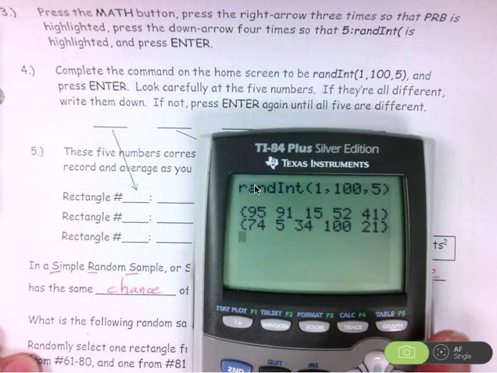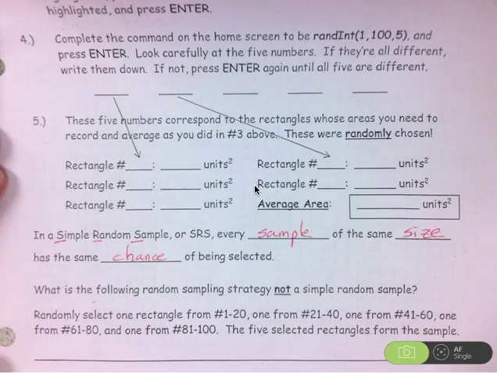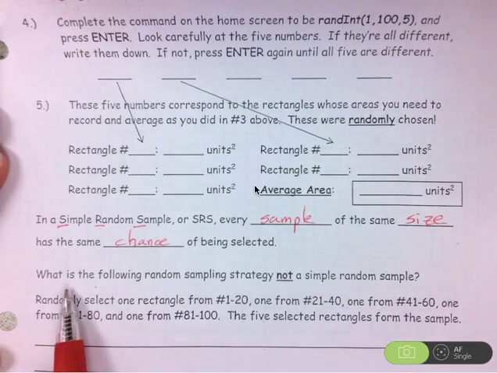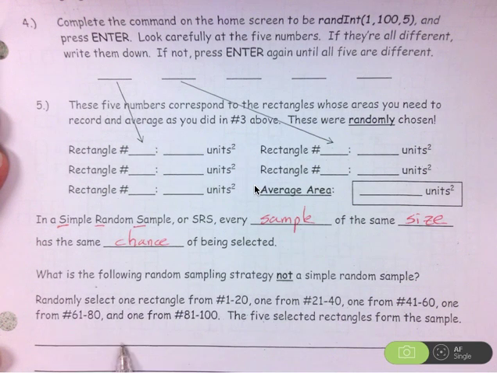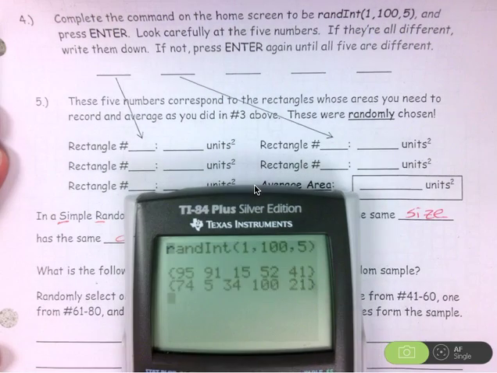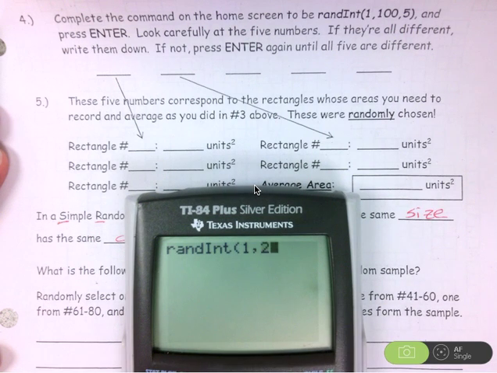Okay, well, what if I did something different? What if instead I used randomness but in a different way? Here, I want you to explain why this strategy is not a simple random sample. So I could randomly select one rectangle from number 1 to number 20. To do that on the graphing calculator, from 1 to 20, I can select one rectangle.